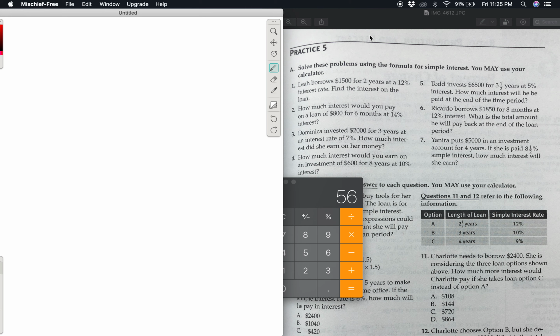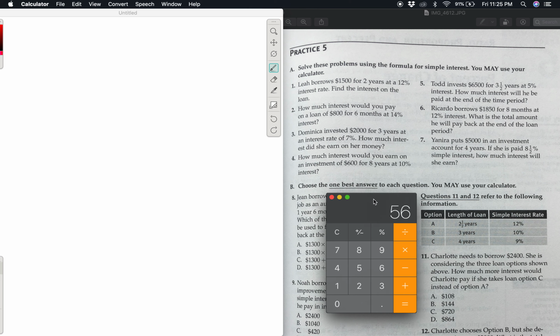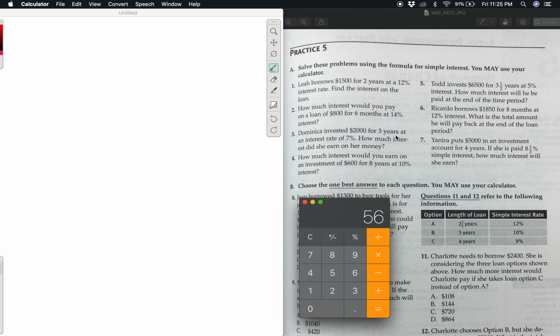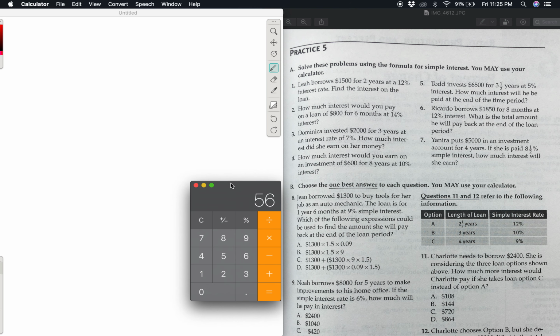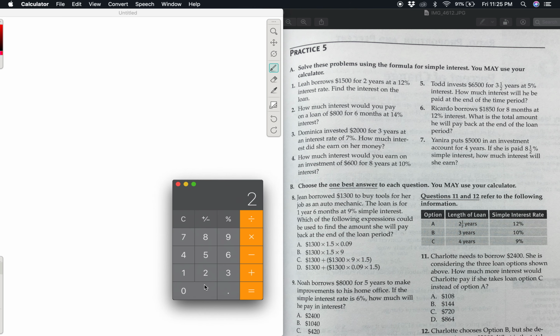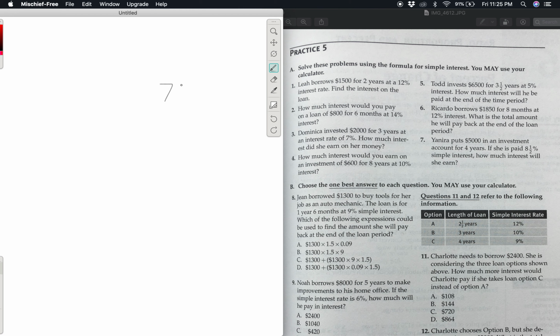Okay, let's do number three. Dominica invested $2,000 for 3 years at an interest rate of 7%. So we have 2,000 times, so in this case here, remember I said the percent? You need to turn it to a decimal, so you move it twice. Since there's only one digit, go over like this, go once, then twice. Now the decimal is here. You add the zero. It's always twice, guys.